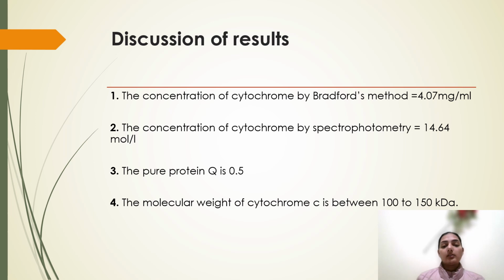The pure protein Q factor, that is the ratio of absorbance at 260 nm to absorbance at 280 nm, is 0.4, which is supposed to be 0.6 in every case, and the molecular weight of cytochrome C is supposed to be between 100 and 150 kilodalton.